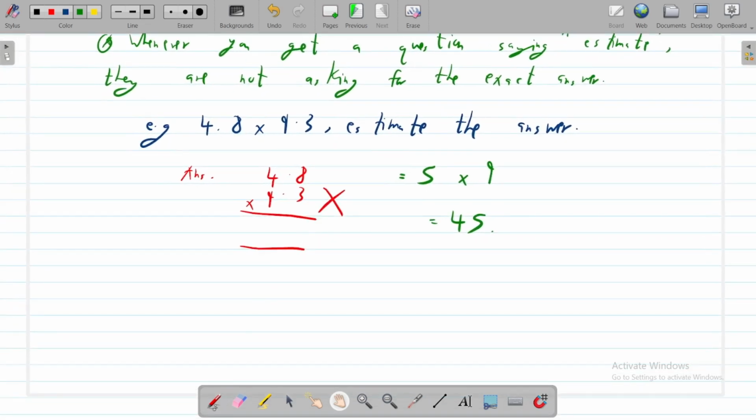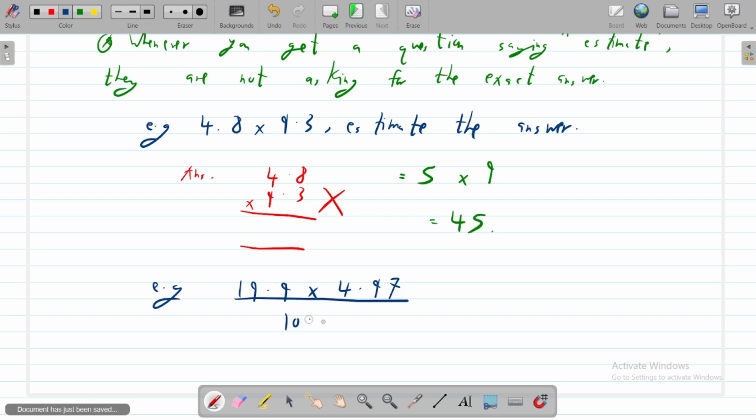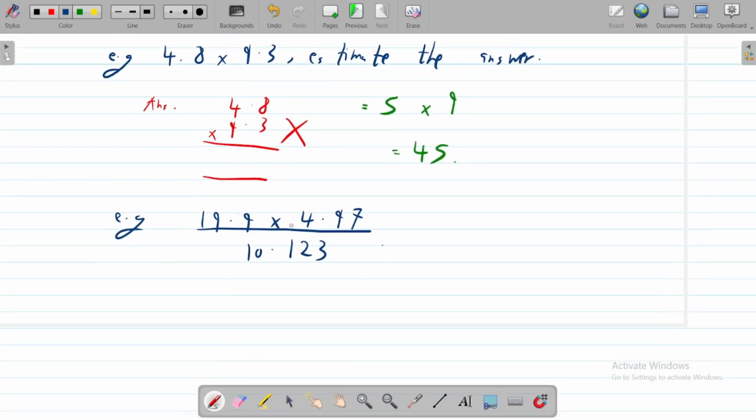For example, in another question, some students mix this one up really badly. Let's say you have 19.9 times 4.97 divided by 10.123. Now, some might think, okay, this is a 2-mark question. Why is it so complicated? And why is it also in paper 1, a non-calculator paper? Well, again, you don't have to give them the exact answer. You have to give them an estimated answer.